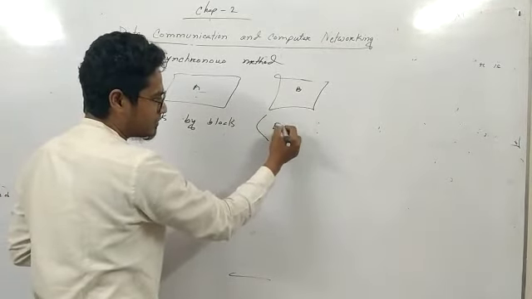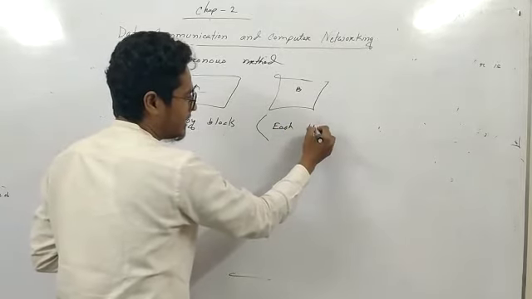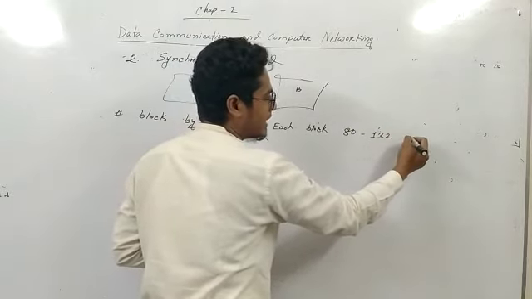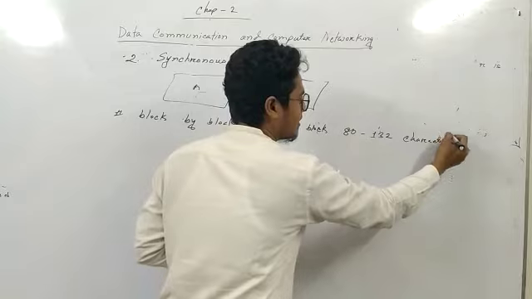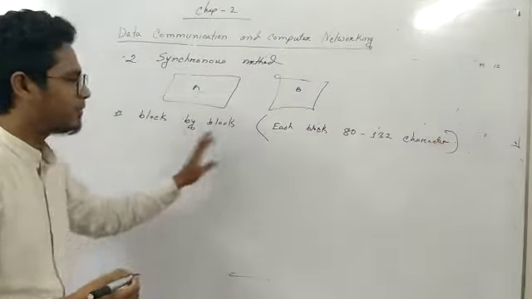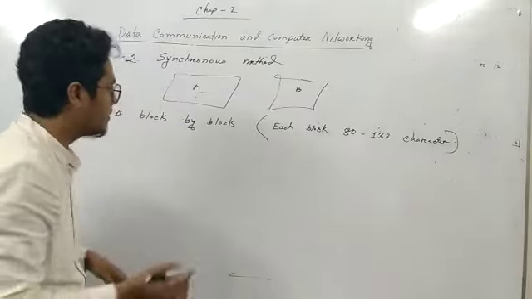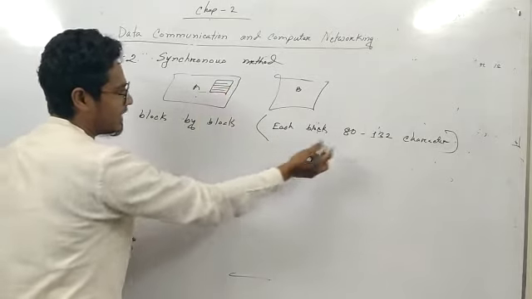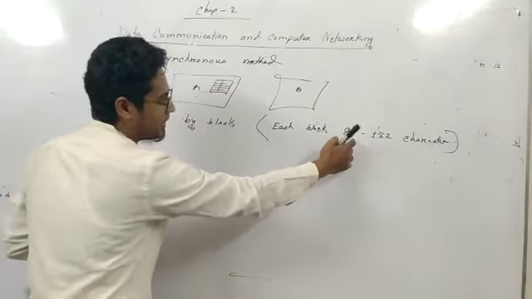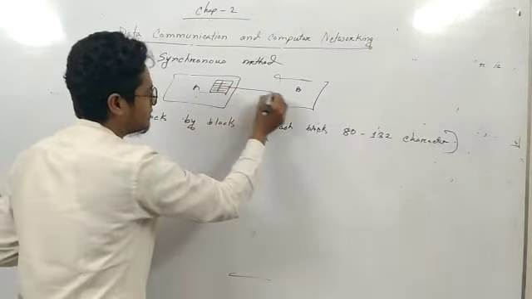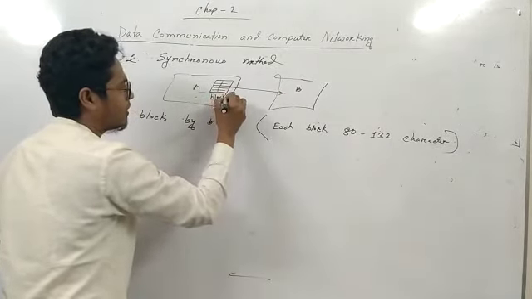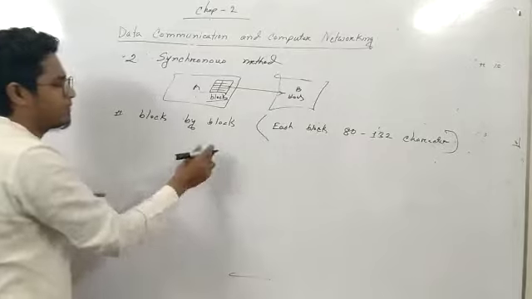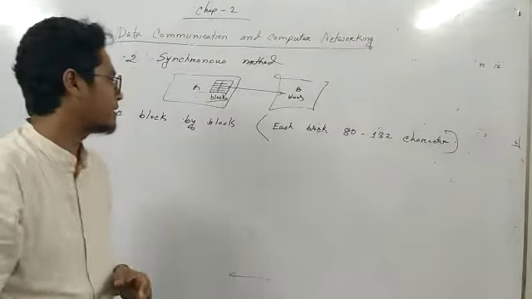And each block contains 80 to 132 characters. Each block contains 80 to 132 characters. So we can say that there will be a bundle of characters. The number of characters will be 80 to 132, and it will be sent from one device to another. This is called a block. That is, block by block, data will be transferred from one device to another device.